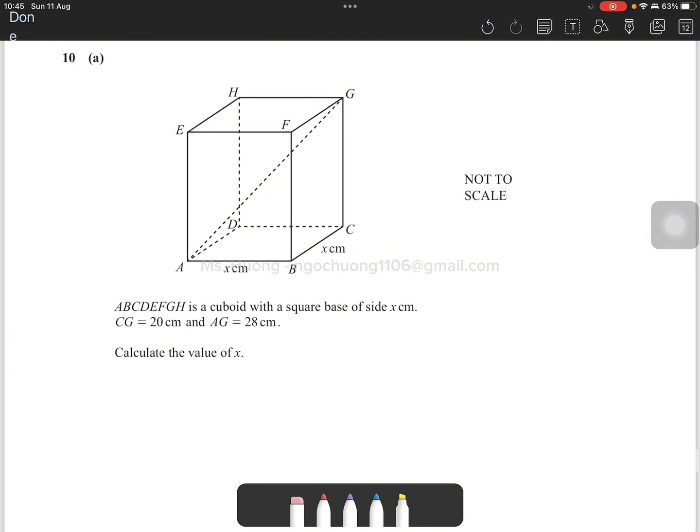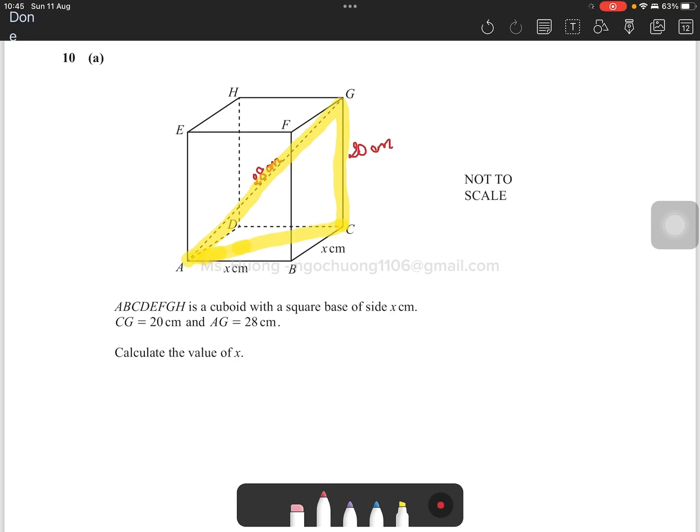Question 10. ABCDEFGH is a cuboid with a square base of side x centimeters. CG is 20 centimeters, and AG is 28 centimeters. So we calculate the value of x. First, look at the triangle AGC. This is a right angle triangle.